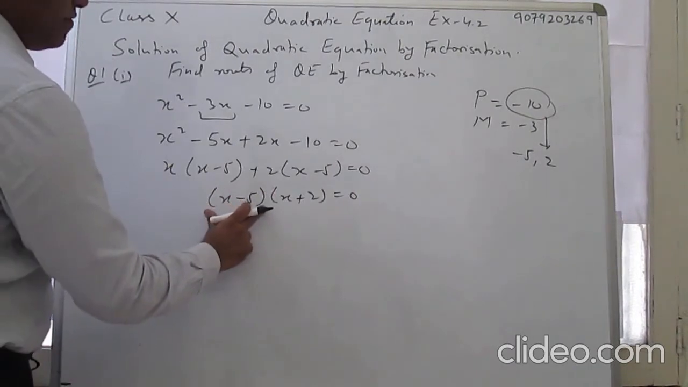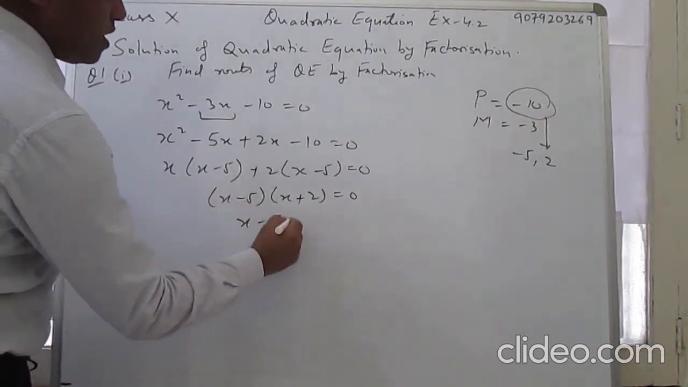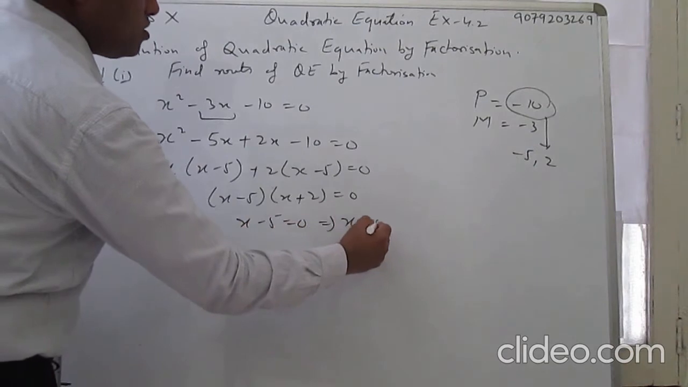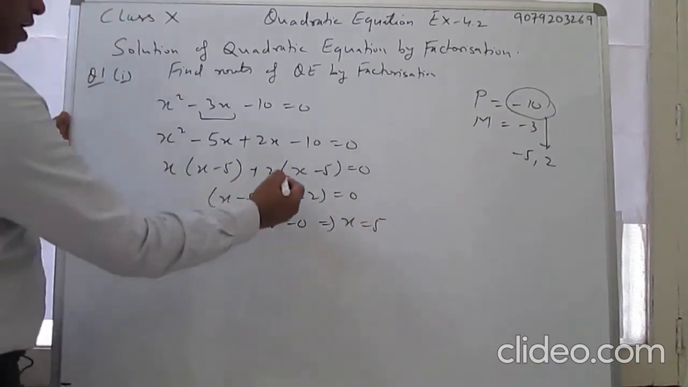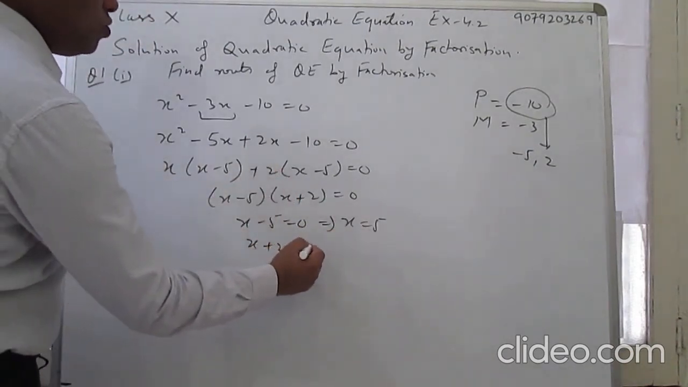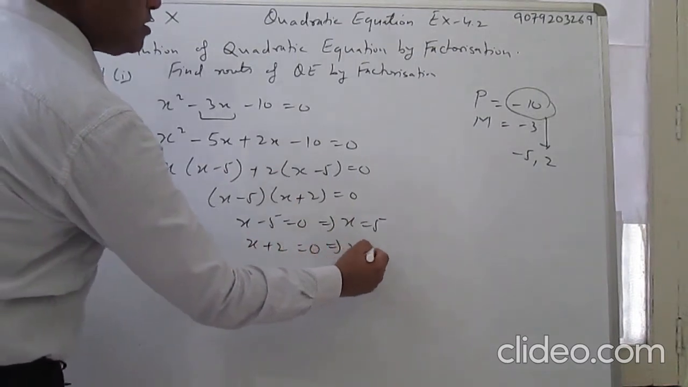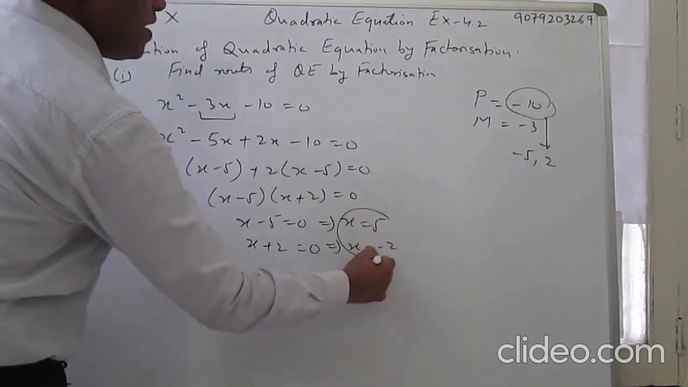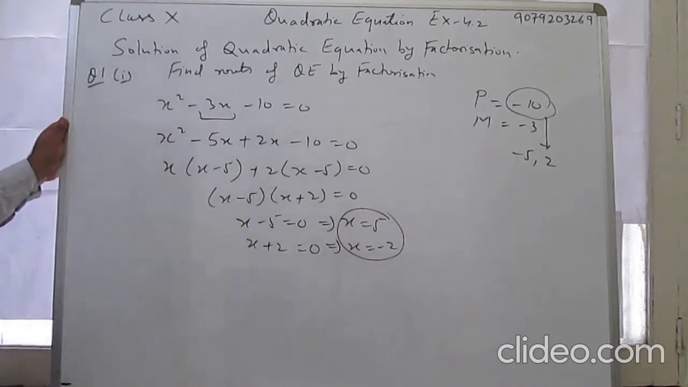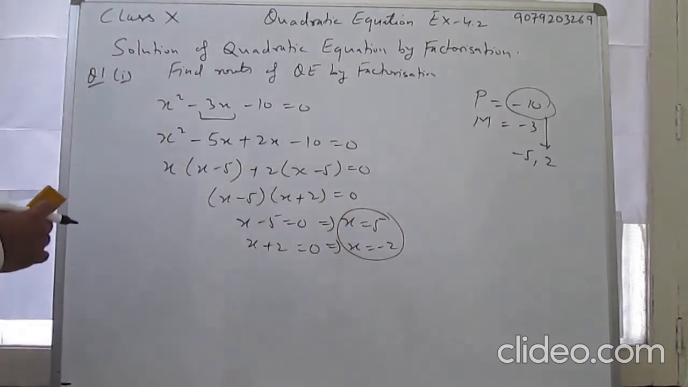So we take each factor equal to 0. x minus 5 is equal to 0, this implies x is equal to 5. Now x plus 2 is equal to 0, this implies x is equal to minus 2. These are the factors, or roots, of the quadratic equation. I will take one more part.